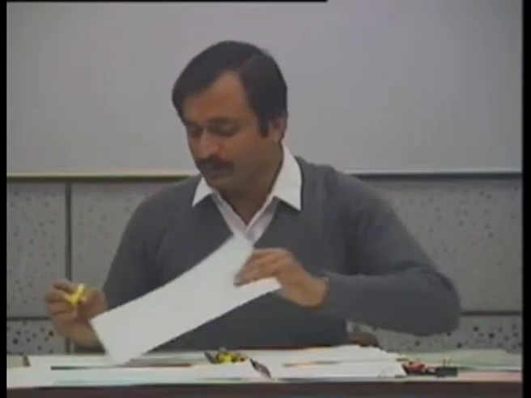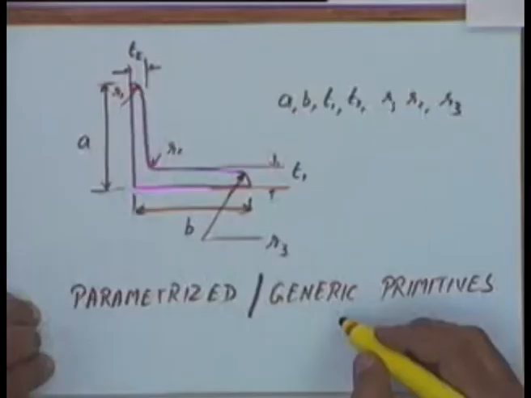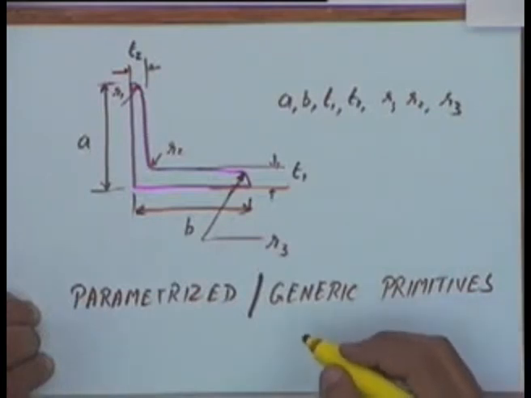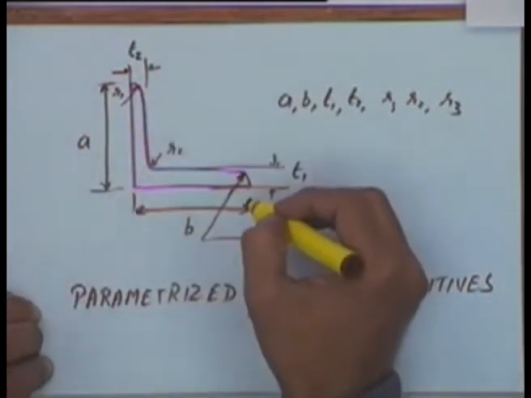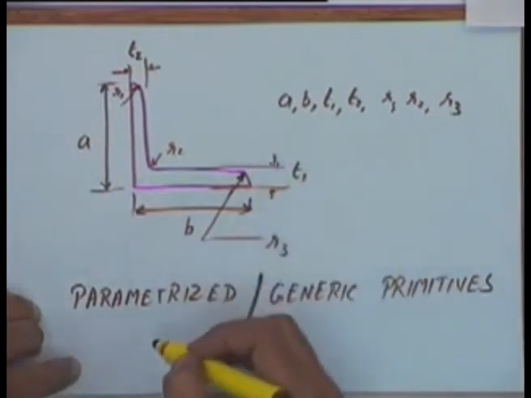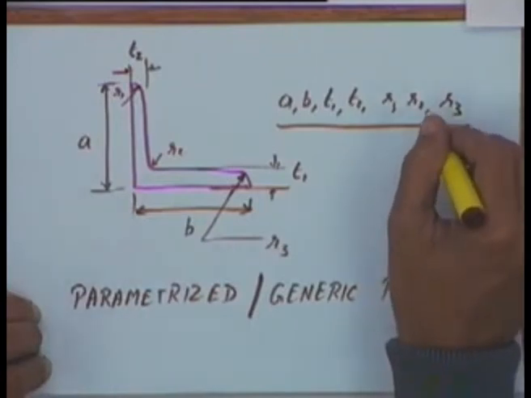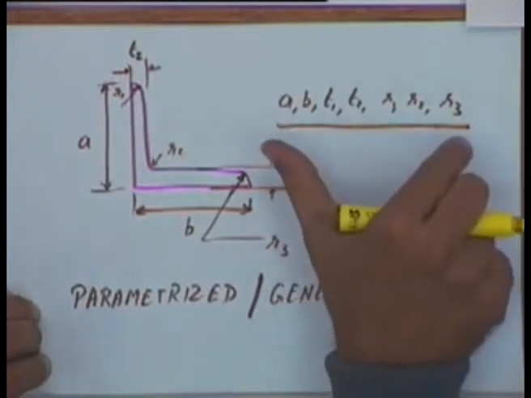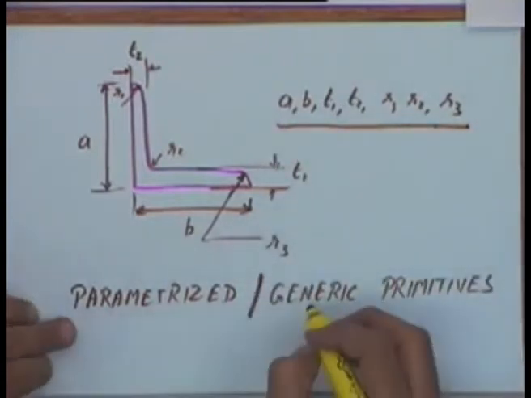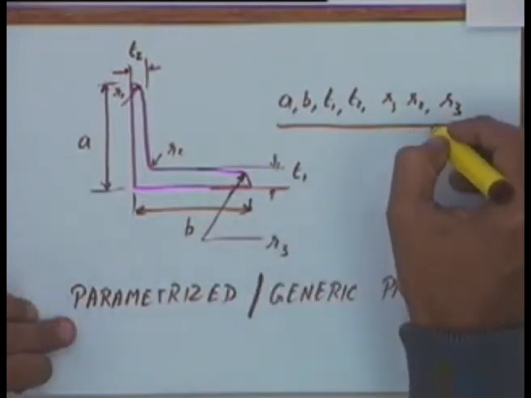So we have a notion of what is referred to as parametric or generic primitives, which give us, in some sense, a family of primitives, and in a particular application we give values to these parameters through a process referred to as instantiation. And then we have an instance of these generic primitives being used in any particular application.